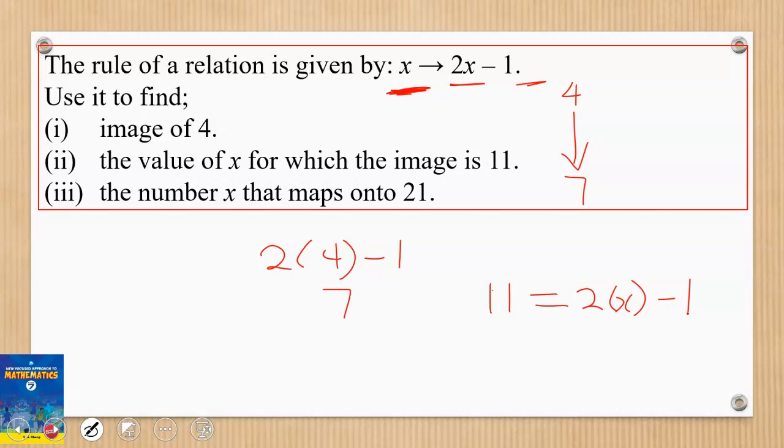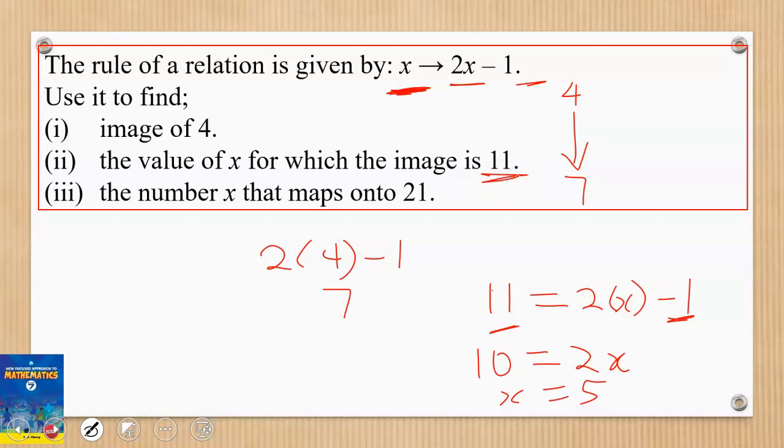So here, once again, we just do simple calculations by moving this to this point, or let's say add 1 to both sides, and we have 10 is equal to 2x. And so x becomes 5. That is dividing both sides by 2. So we get x to be 5. So here, it is 5 that will give us the image of 11.